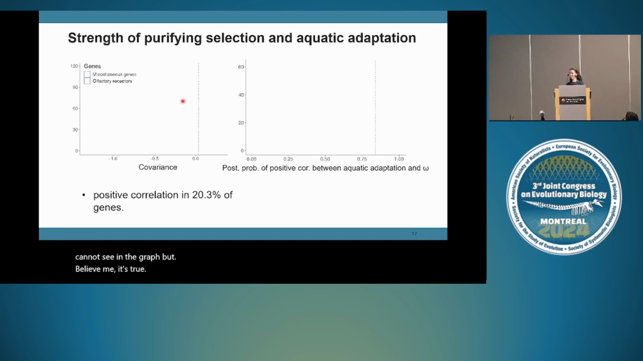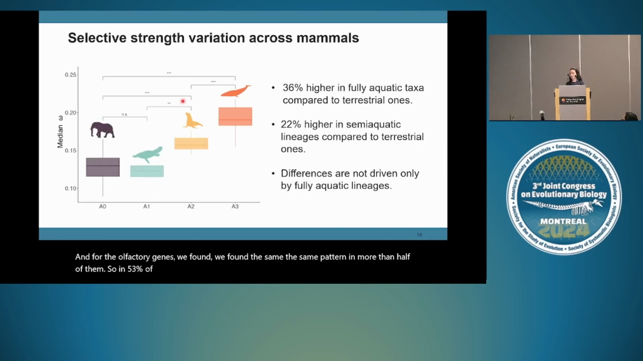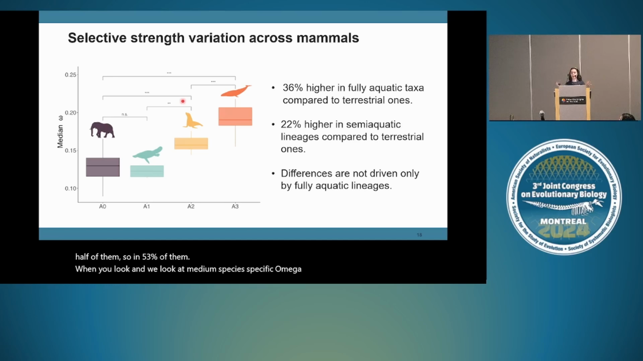And for the olfactory genes, we found the same pattern in more than half of them, so in 53% of them. When we look at median species-specific omega across these 1,000 varied function genes, we see the same pattern of positive correlation and a consistent trend in weaker purifying selection as the species enter aquatic environments. So specifically, we found that omega is on average 36% higher in fully aquatic forms compared to terrestrial ones here.